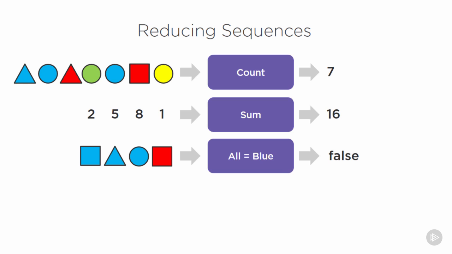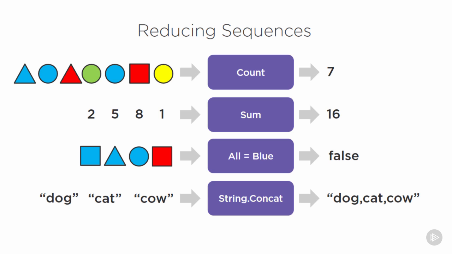One example that's not strictly part of LINQ would be to use the string.concat method to turn an IEnumerable sequence of strings into a single string. So if we pass some strings into our pipeline, the string.concat method can join them together with an optional delimiter. And in this example, we're using a comma as the delimiter.